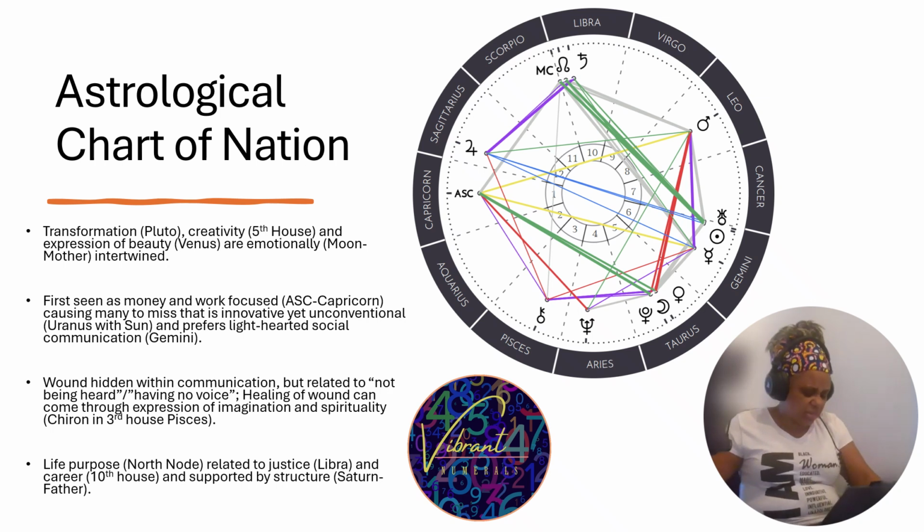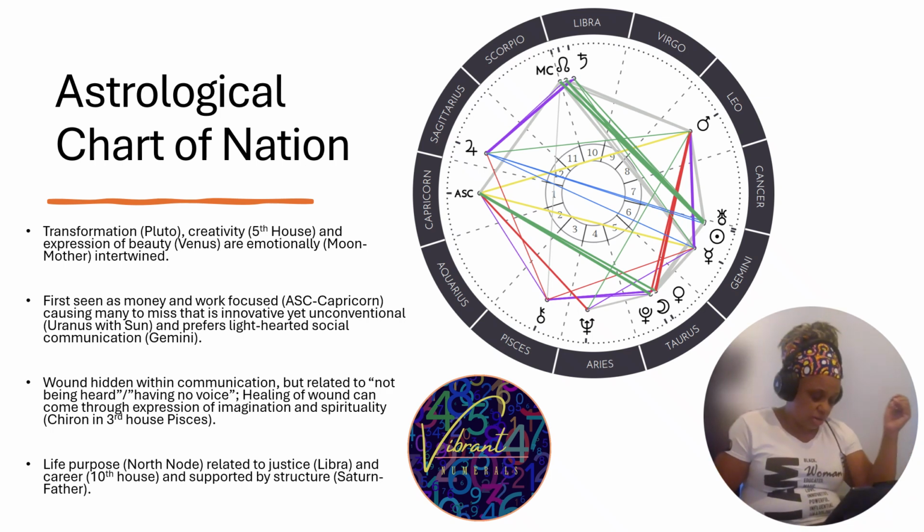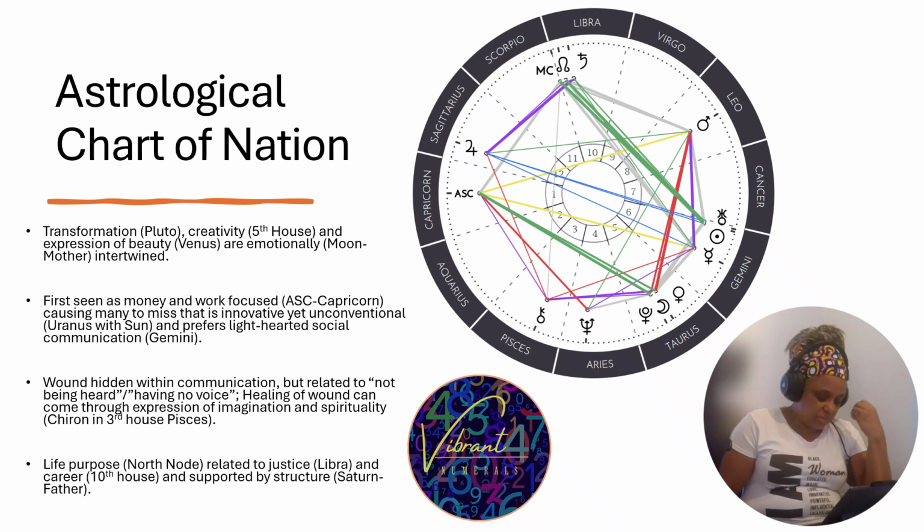And I think it's very interesting to look at what is the wound of this African American nation. And so for this birth chart, Chiron is sitting in the third house of communication, with Pisces, which is the house of imagination and spirituality. And so this wound is really hidden within the communication because we have so much going on in Gemini, which is usually the ruler of the third house. The wound is hidden within the communication.